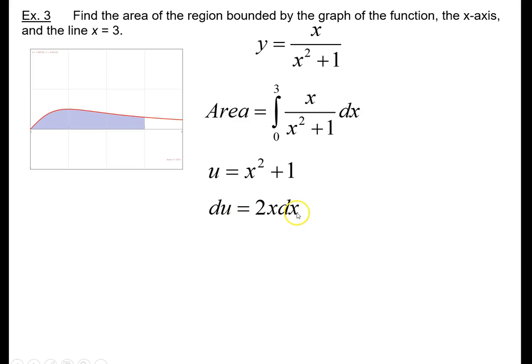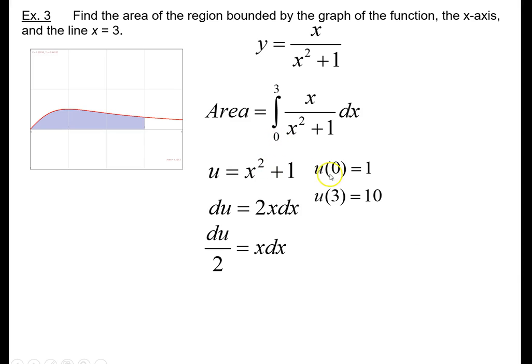So I multiply the dx to the other side, and I need to get x dx by itself, which means I'm going to divide by 2. So du over 2 is going to replace the x dx. I'm going to go ahead and change the limits of integration because we're doing a u substitution with a definite integral.